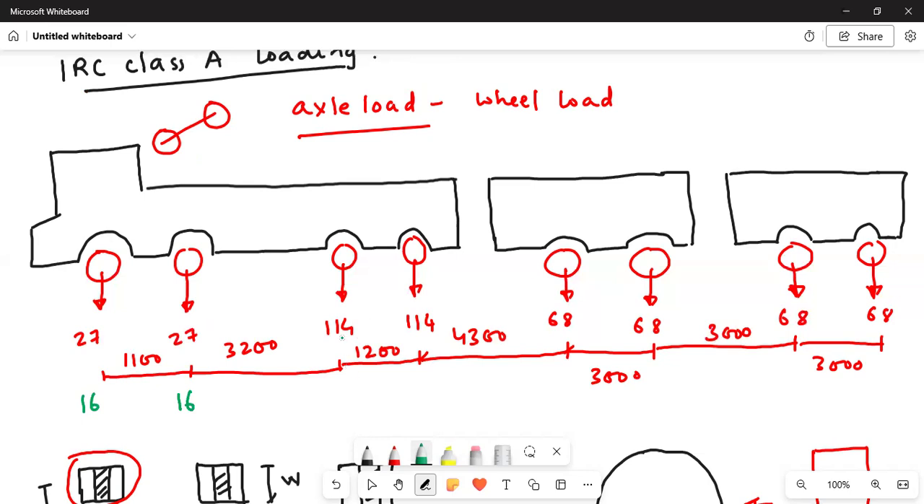This is 114 in class A loading. In class B loading, this will become 68. This is also 68 in class B loading. This will become 41 in class B loading. This axle will become 41. This axle also will become 41.